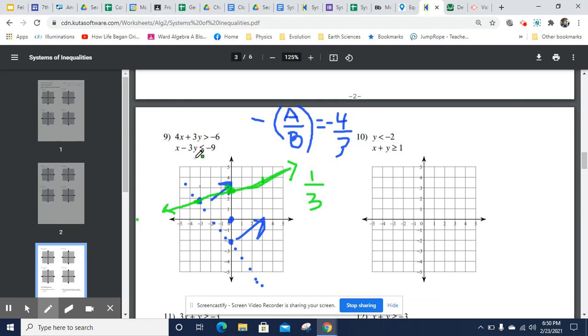So I'll pick 0, 0 again. So 0 minus 3 times 0 is just 0. And we're saying 0 is less than or equal to negative 9. That's not true. So instead, the other side is shaded for this one.